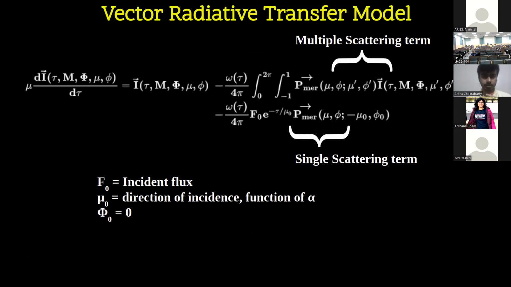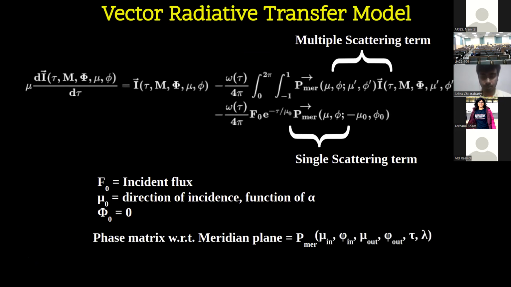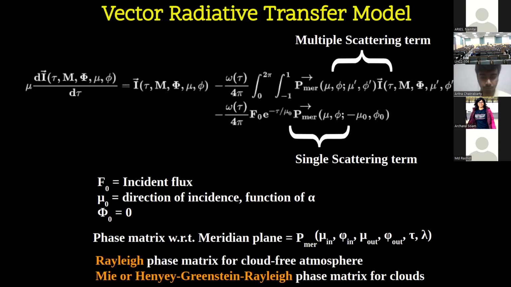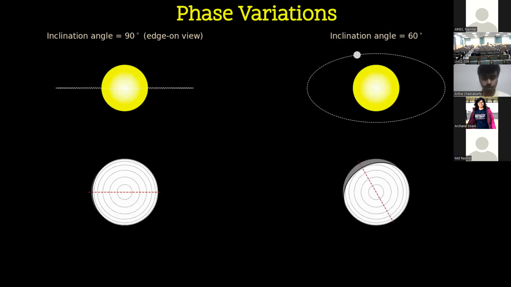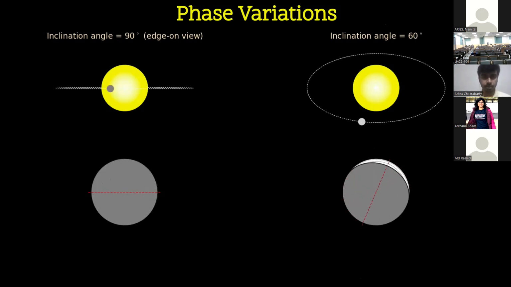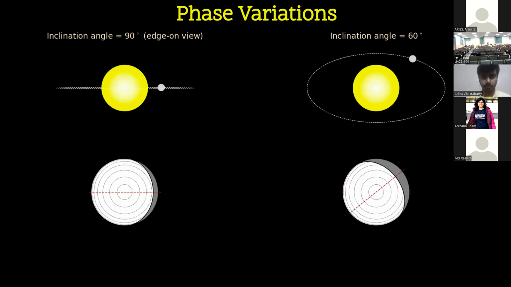This is the vector radiative transfer model that consists of the multiple scattering term and the single scattering term. The nontrivial part is the calculation of the phase matrix, especially in this case because it's not axisymmetric, it's highly asymmetric, so this is a multi-dimensional array that needs to be taken care of. We assume a Rayleigh phase matrix for the cloud-free atmosphere, and a Mie or Henyey-Greenstein Rayleigh phase matrix for the clouds. This one shows that as the single scattering albedo increases, the total reflectivity or albedo increases and the polarization drops. These are two representative cases: one is an inclination angle of 90 degrees, and another is an inclination angle of 60 degrees.